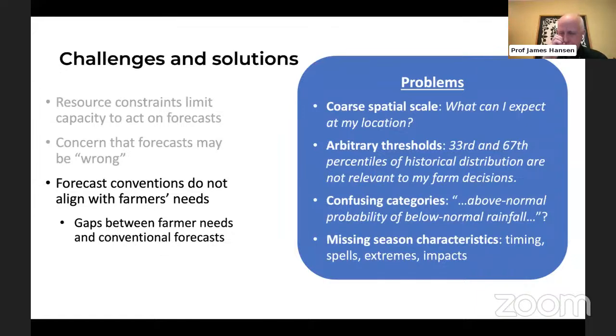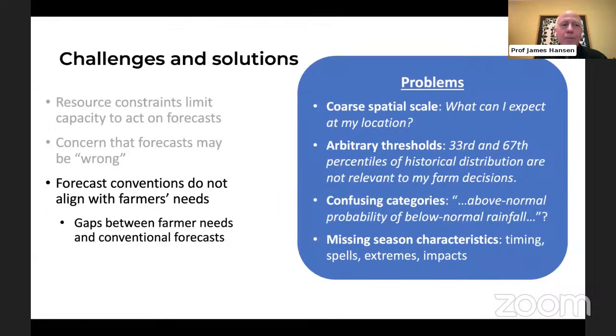But using what we call terciles, 1/3 of the distribution, the wettest 1/3, the middle 1/3, the driest 1/3 of the historical probability distribution, implies that there are two thresholds between those categories, the 33rd and approximately the 67th percentile of the historical distribution.